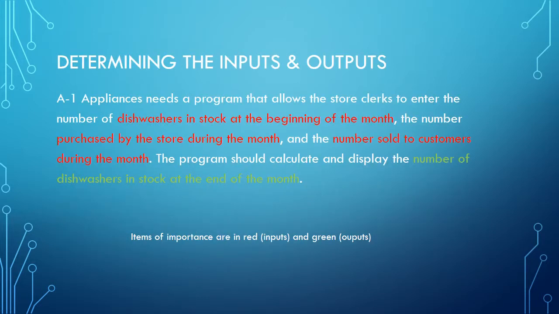So if we tear the word problem apart, based on our input, processing, output structure, we can look at the items I've highlighted in red on this slide and notice that we have three inputs. We need dishwashers in stock at the beginning of the month. We need the number purchased by the store during the month and the number sold to customers. And as an output, we just simply need the number of dishwashers in stock at the end of the month, and that's the green last sentence.